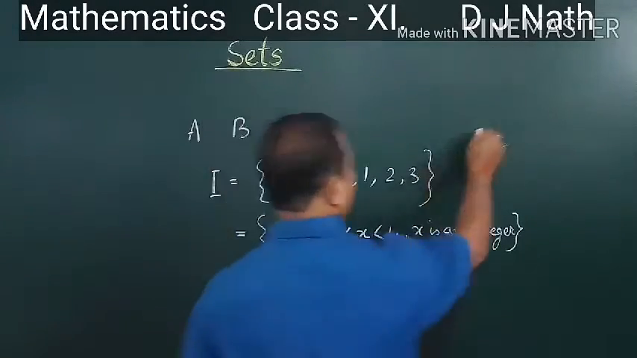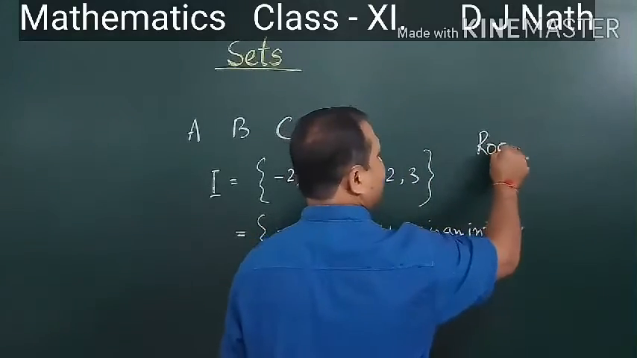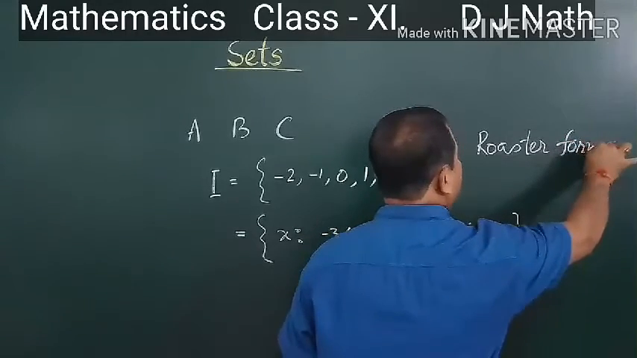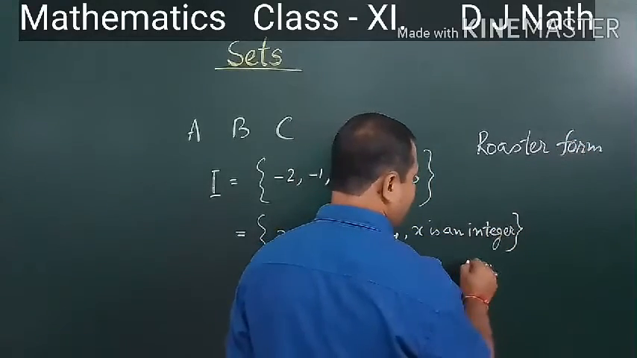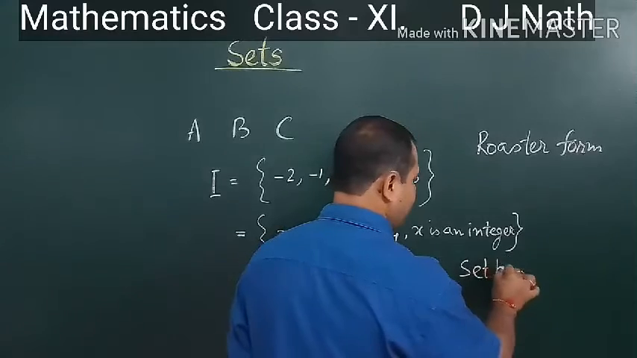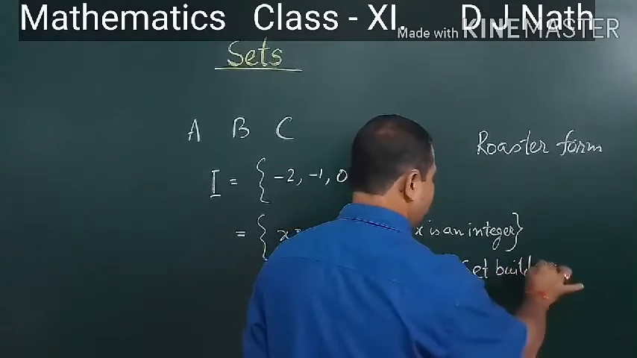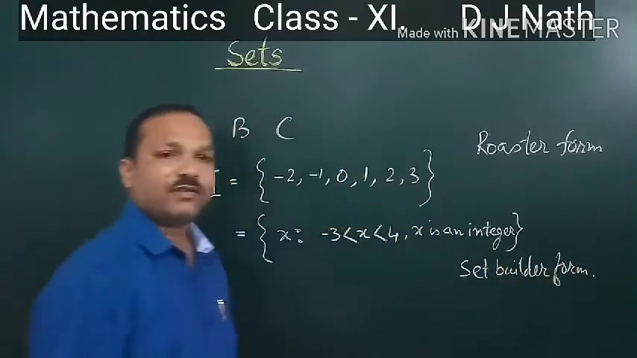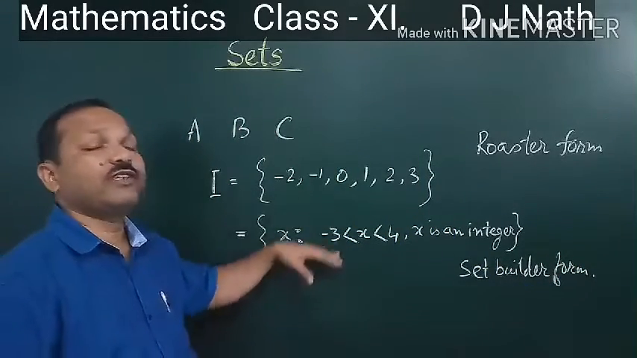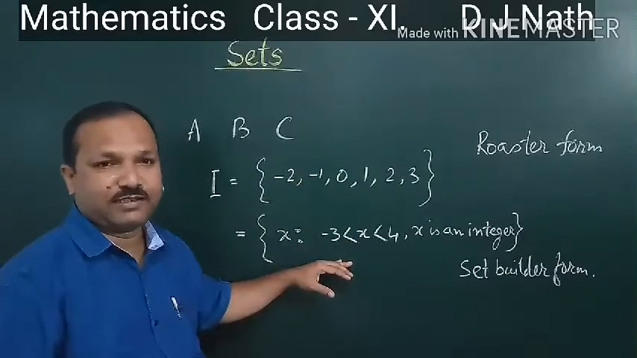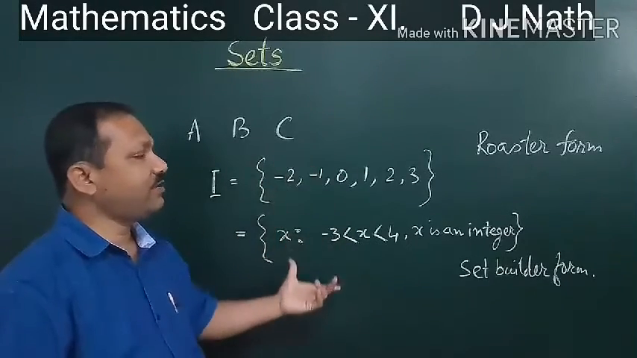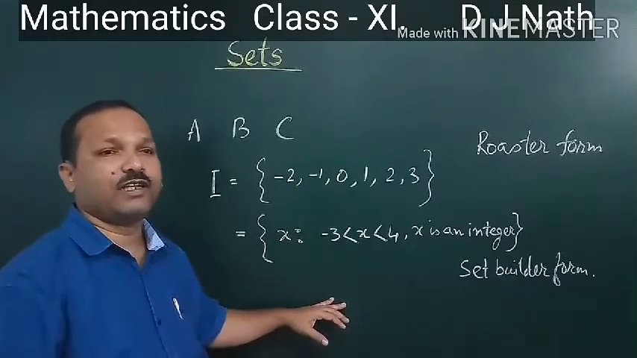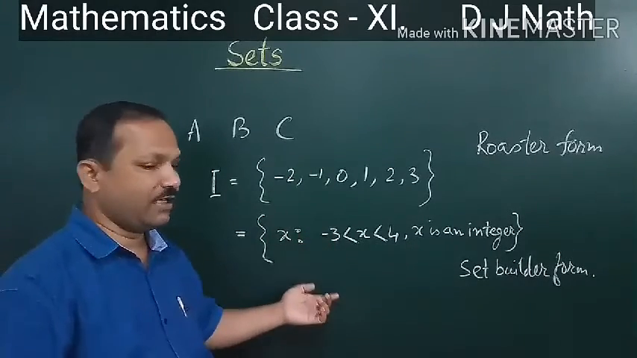One is roster form, and another is this one, set builder form. Got it, clear? So these two ways we can represent the sets. Any set we can represent in these two forms. There is another way also, which we'll learn a little later.